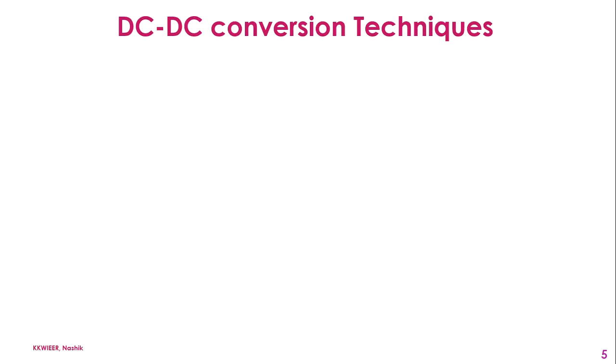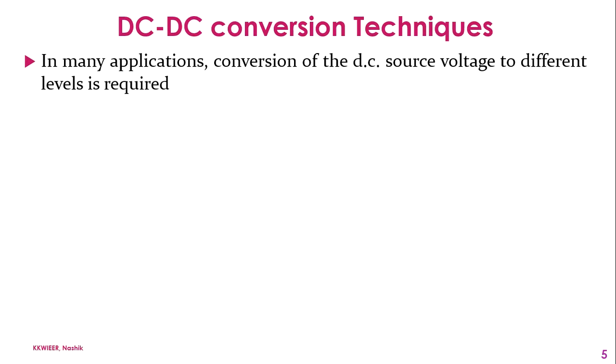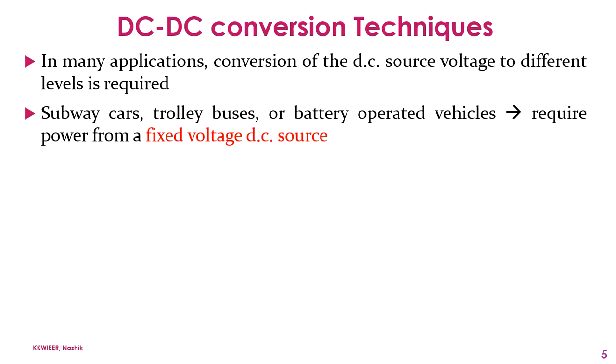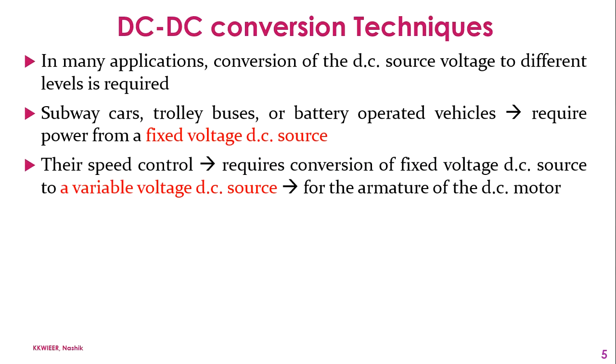Now there are DC to DC conversion techniques. In many applications, conversion of the DC source voltage to a different level is required, such as subway cars, trolley buses, or battery operated vehicles. They require power from a fixed voltage DC source, whereas their speed control requires conversion of a fixed voltage DC source to a variable voltage DC source for the armature of the DC motor.